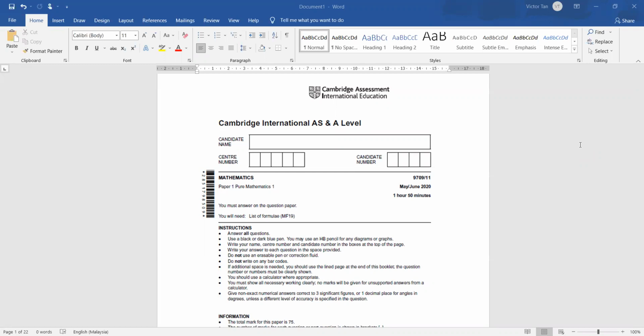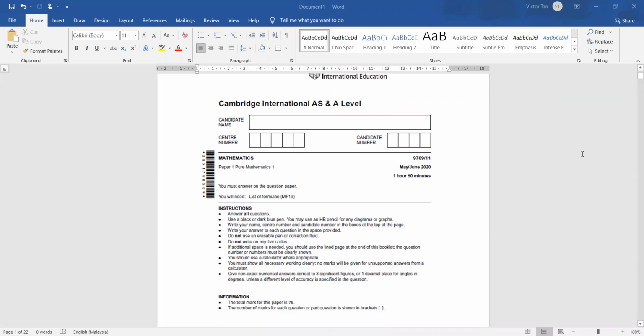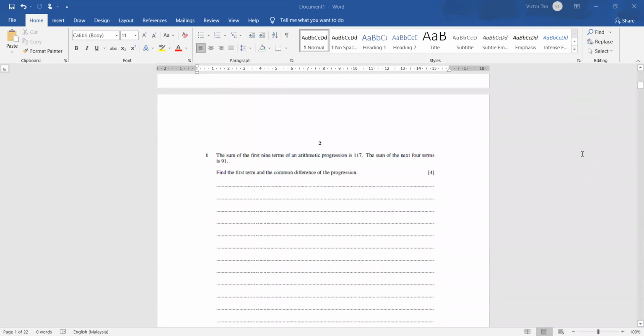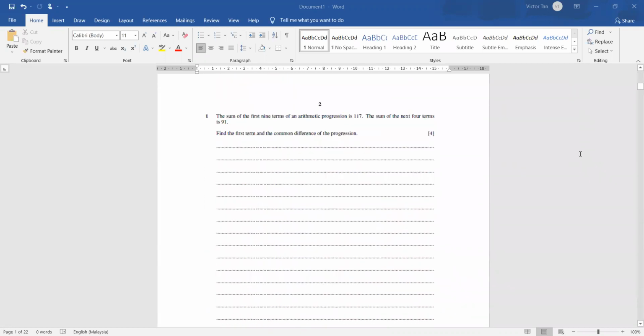This is my tutor. Today we're going to do paper 9709 AS Pure Math, May-June 2020. Let's start. The sum of the first 9 terms of an arithmetic progression is 117. The sum of the next 4 terms is 91.